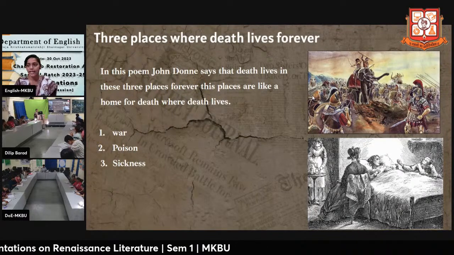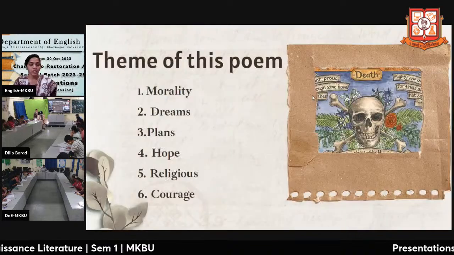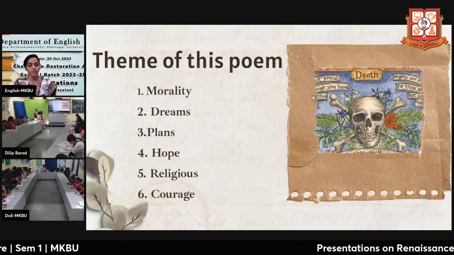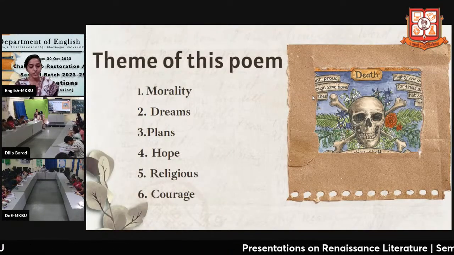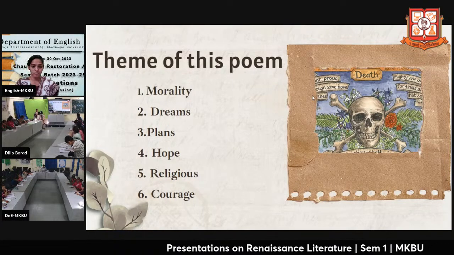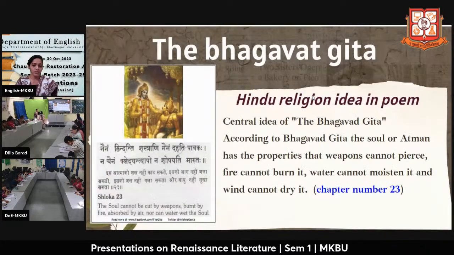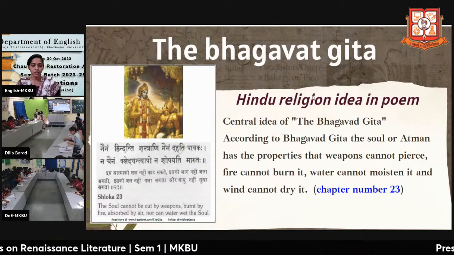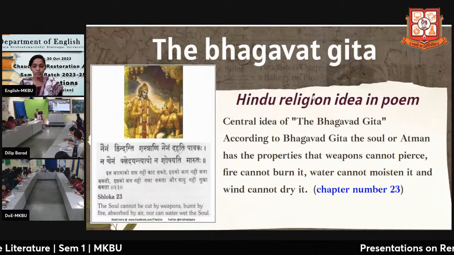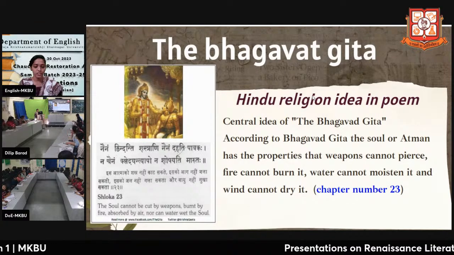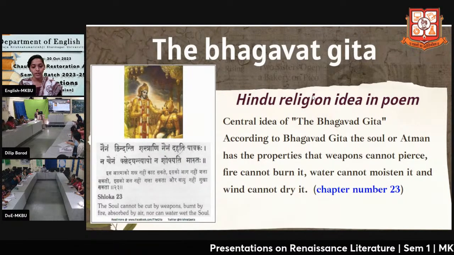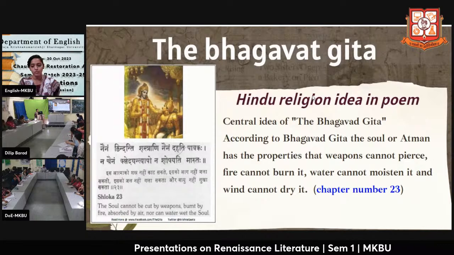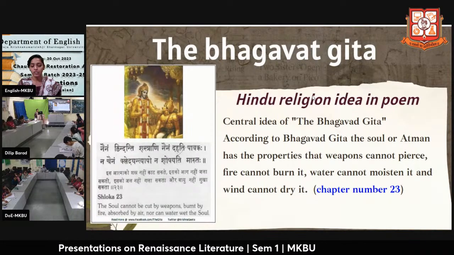War, poison, and sickness. The themes of this poem are mortality, dreams, plans, hope, religion, and courage. It is also considered a central idea of the Bhagavad Gita. According to the Bhagavad Gita, the soul or Atman has properties such that weapons cannot pierce it, fire cannot burn it, water cannot moisten it, and wind cannot dry it.